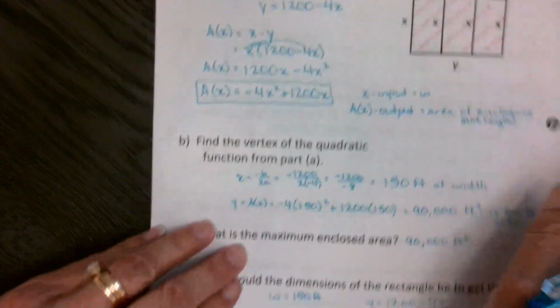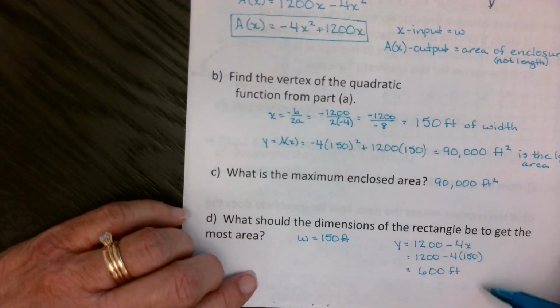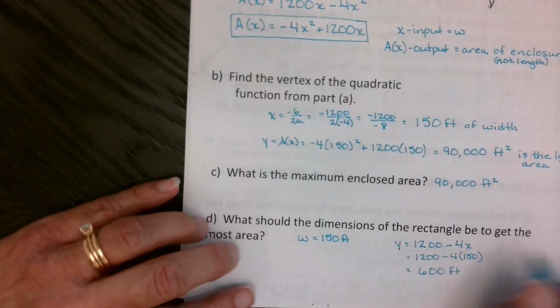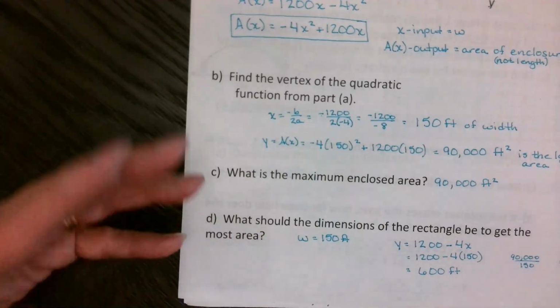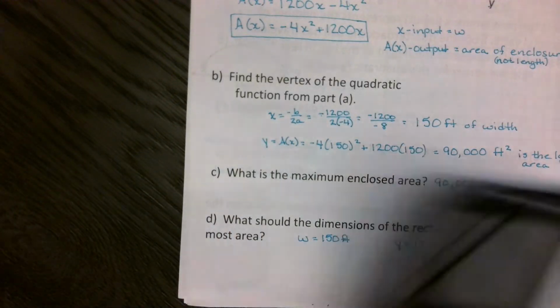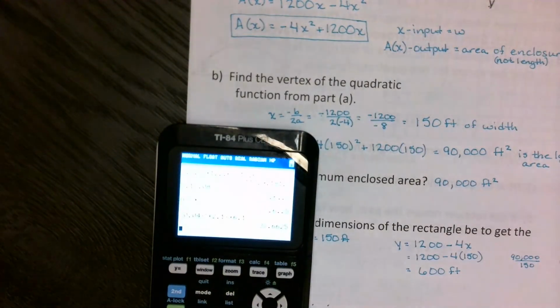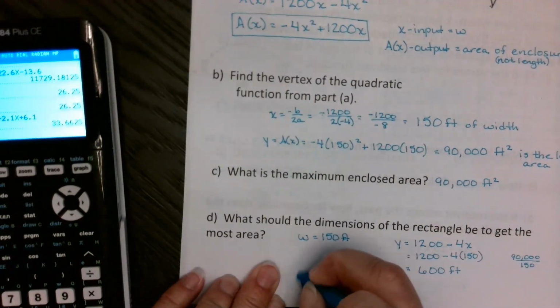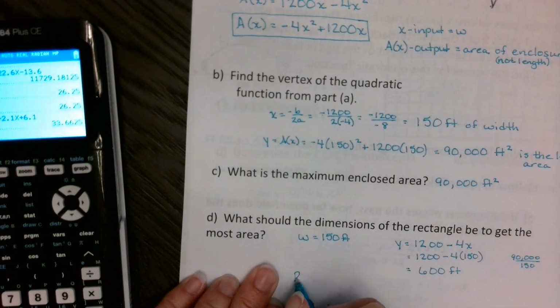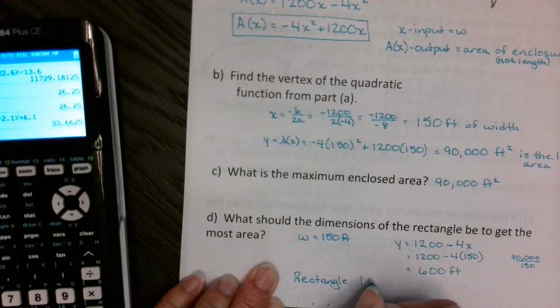Now, that's one way. The other way you could have done it is to say 90,000 divided by 150, because remember, area is length times width, and it's still going to give you 600 feet. So the rectangle, because it asks what the dimensions of the rectangle should be, is 150 by 600 feet.